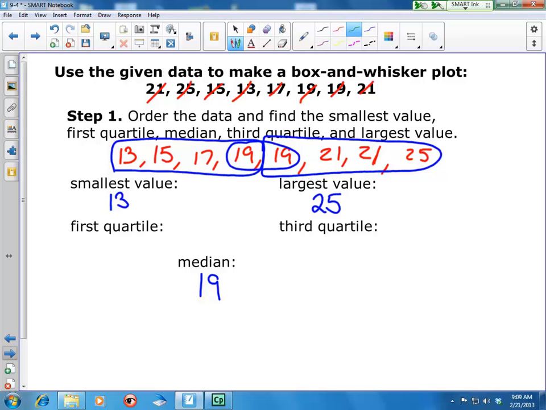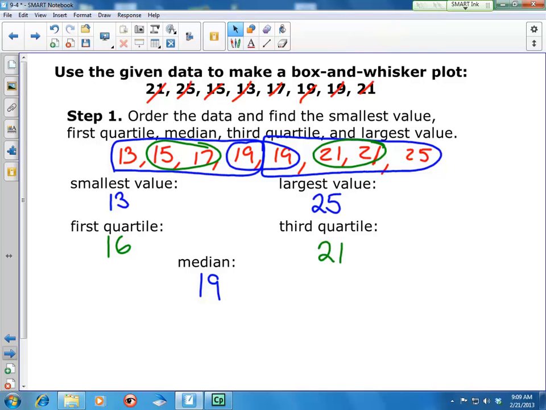Okay, so let's see. Our two middle numbers for this lower set are going to be 15 and 17. So what is our... Yeah, it's going to be 16, because if we add 15 plus 17 divided by 2, that gives us 16. Yeah, and the next one over here, that's kind of convenient also, because those are the same, so that's going to be 21. All right, so... I know, right? We have all of the data that we need right here. So we have our smallest value is 13, our largest value is 25, our first quartile is 16, our median is 19, and our third quartile is 21.